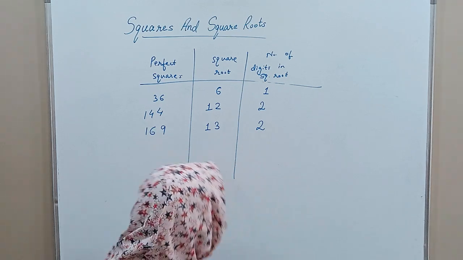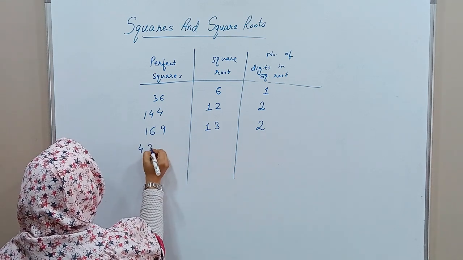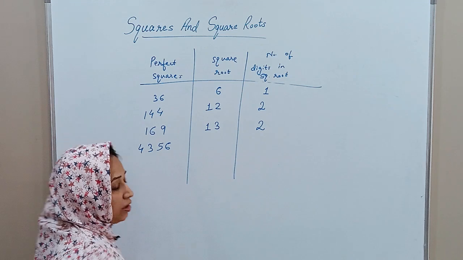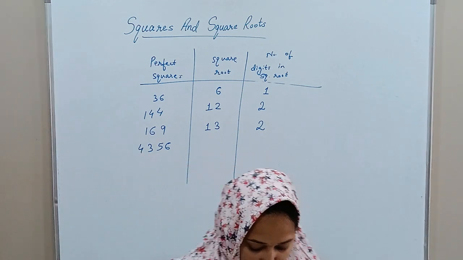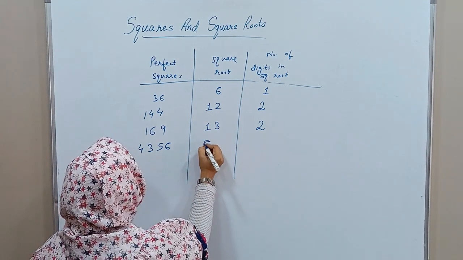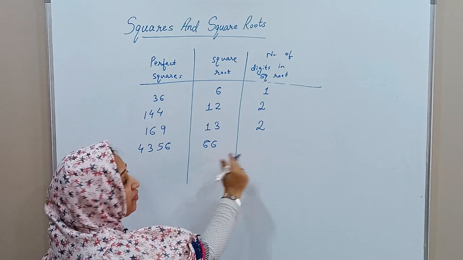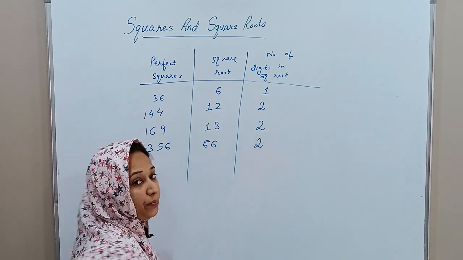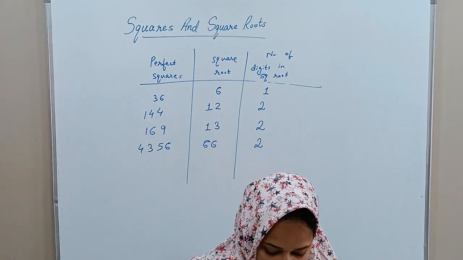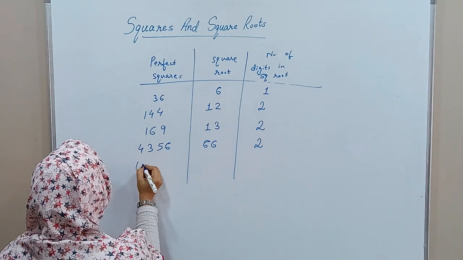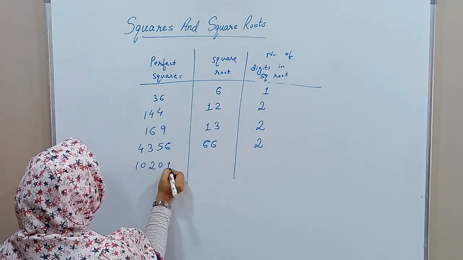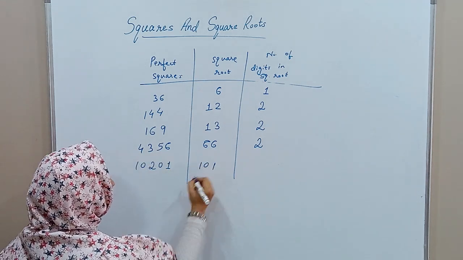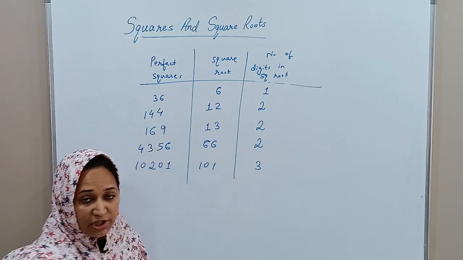Suppose the number is 4356. Now 4356 is a perfect square of 66. So number of digits is again 2. Now if we have a number 10201, this is a perfect square of 101. Here we have 3 digits.